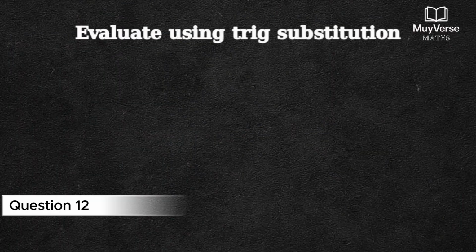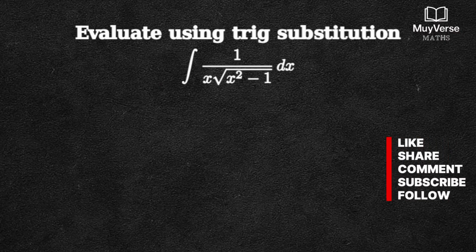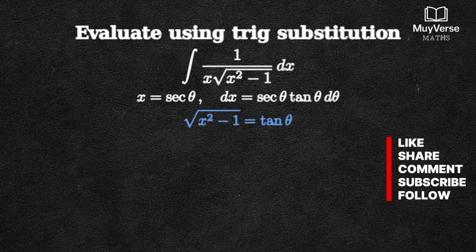An integral using a clean trig substitution. Here is the integral: the integral of 1 over x times the square root of x squared minus 1 dx. Notice the pattern, square root of x squared minus 1. Use the substitution x equals secant theta. Then dx equals secant theta times tangent theta d theta, and the square root of x squared minus 1 becomes tangent theta.